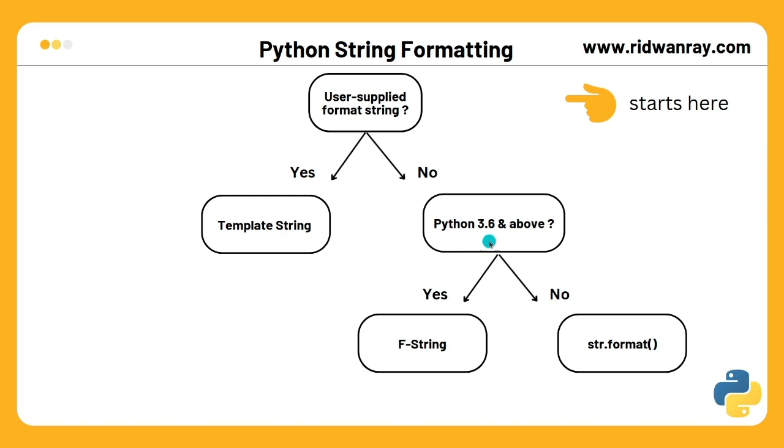For Python 3.6 and above, use f-strings. For older versions or compatibility reasons, use the string.format method.